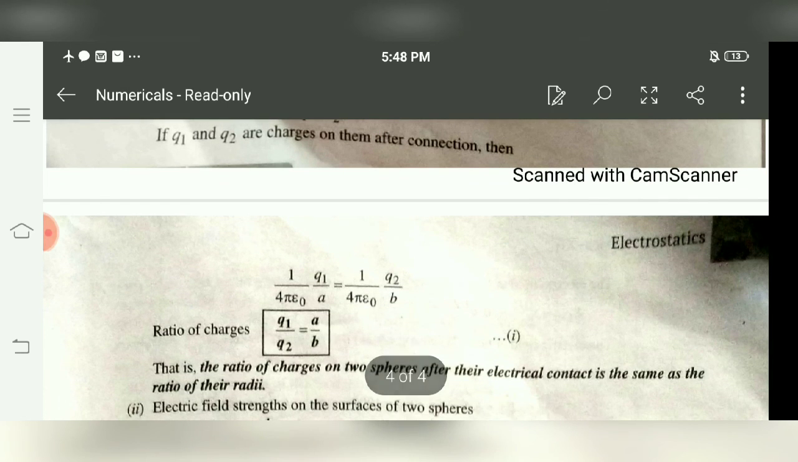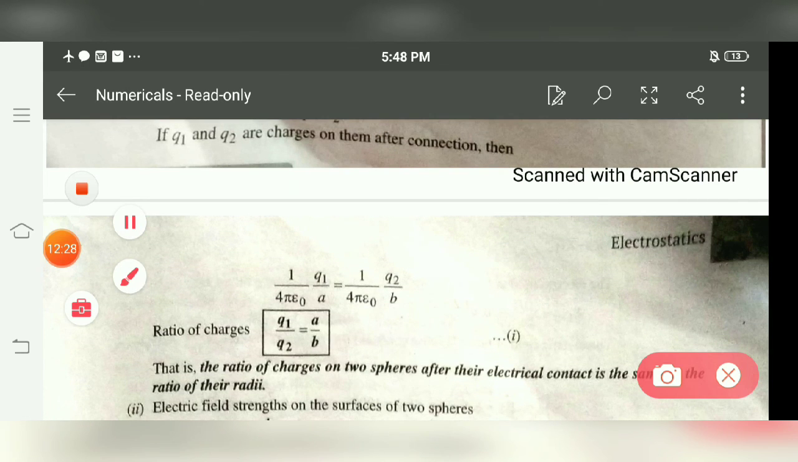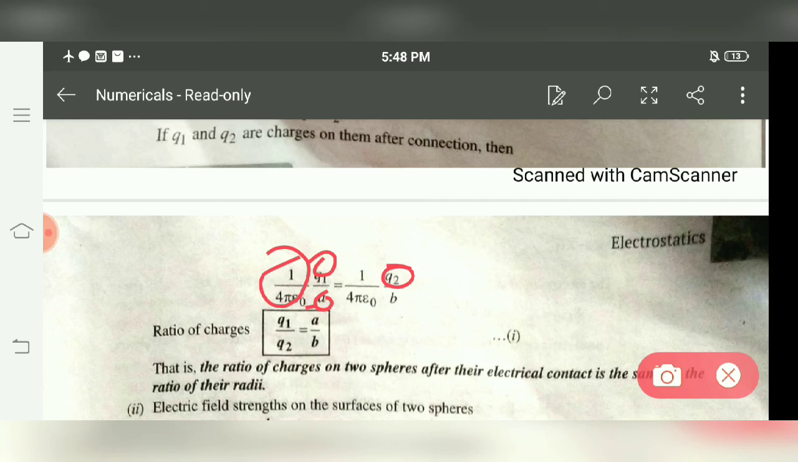Say the charge on the first body is Q1 and its radius is A, so the potential formula is 1/(4πε₀) times charge by distance. Let the charge on the other body be Q2 and its radius B. From here we get Q1 by Q2 is A by B.